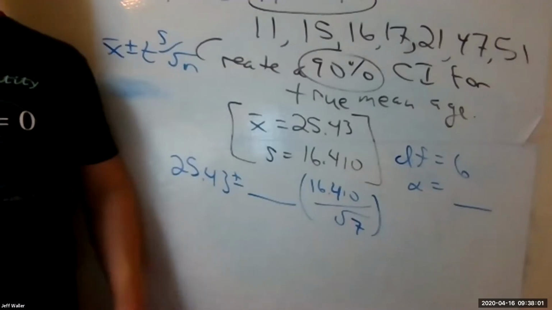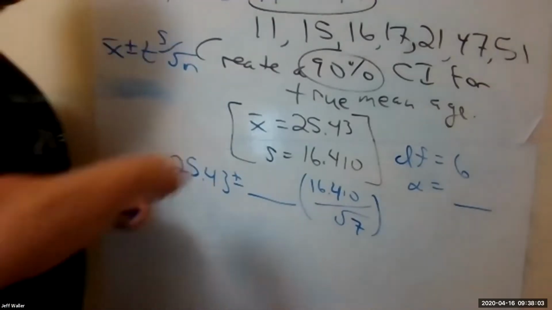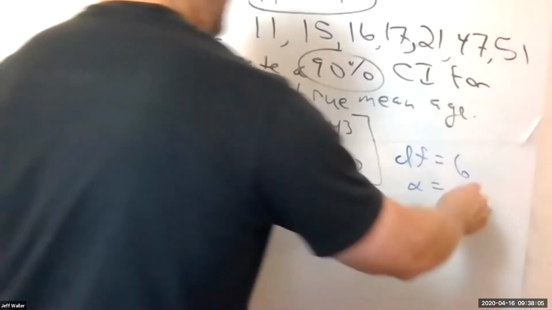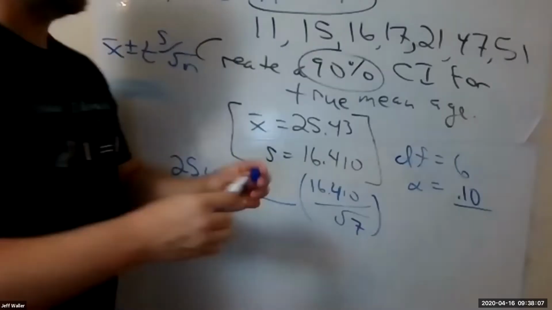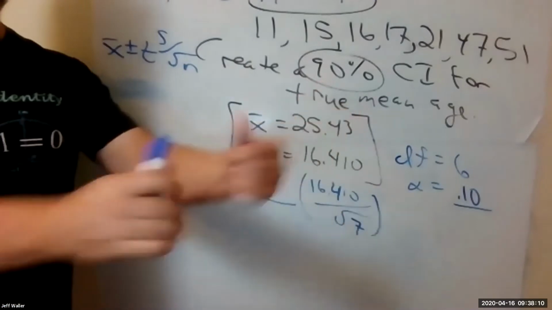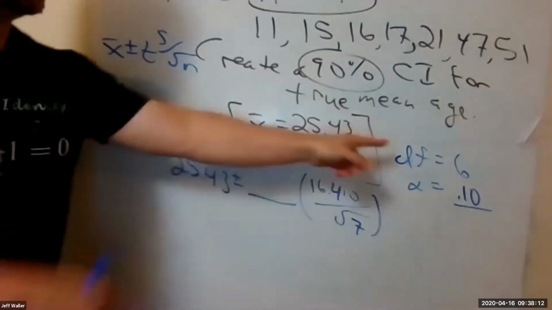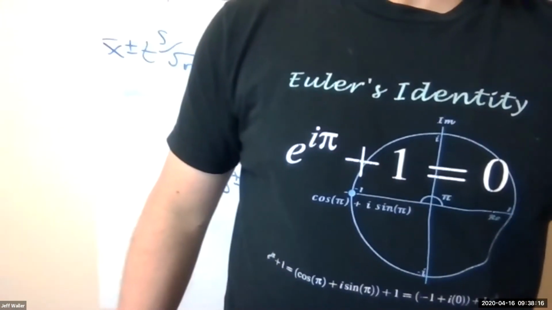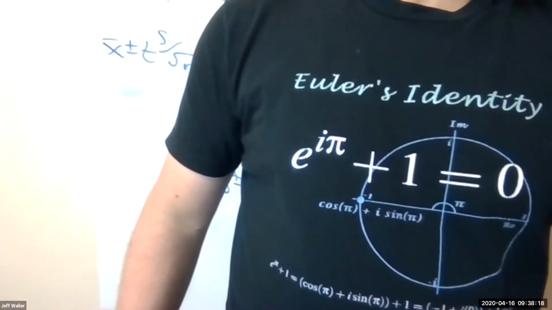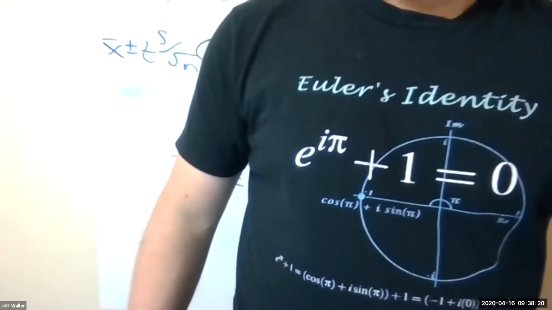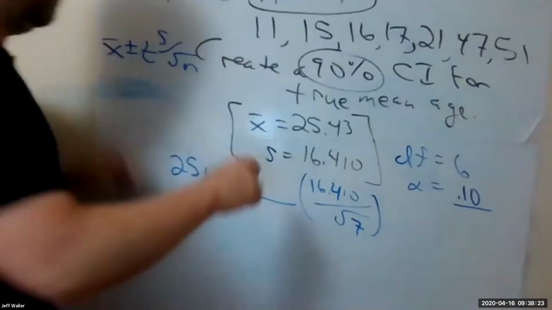Oh man, got like no time left. All right, I'm going to come in here because we're running out of time. So that's 0.10, right? 90% means there's 10% outside. Degrees of freedom is 6. If you look that up, you should get 1.943. Is that what you guys got? 1.943?